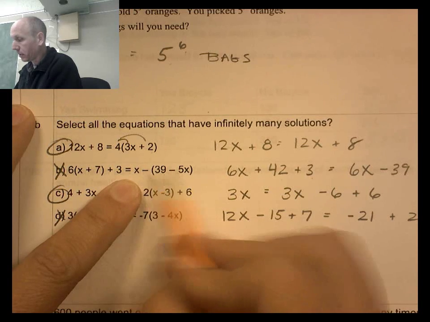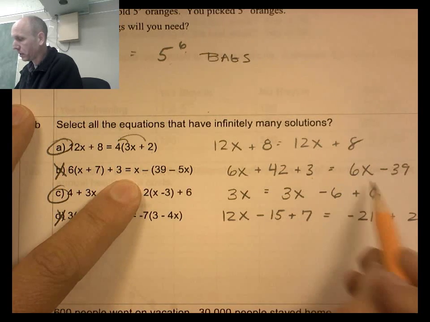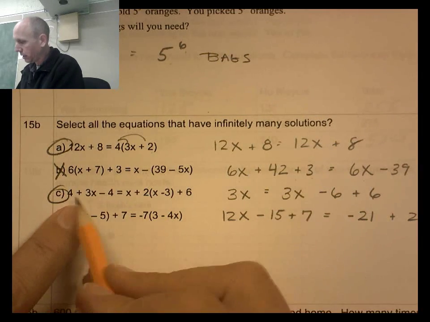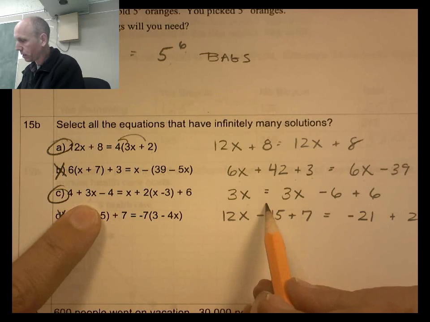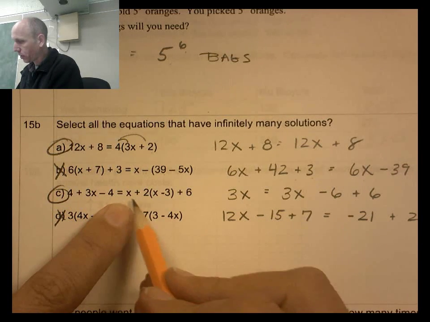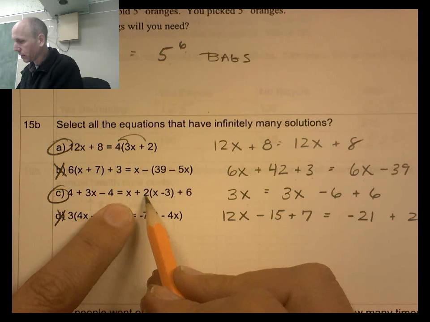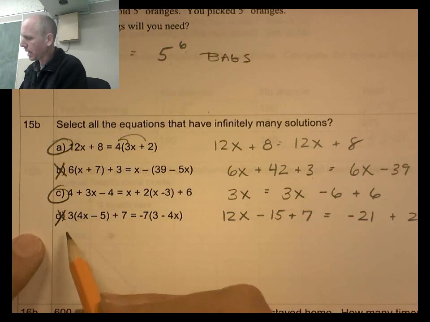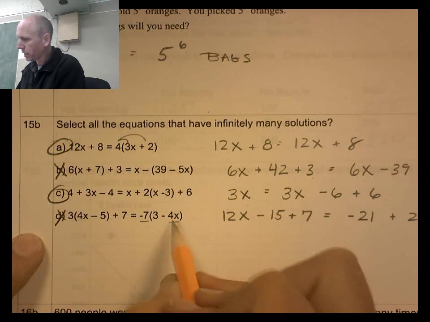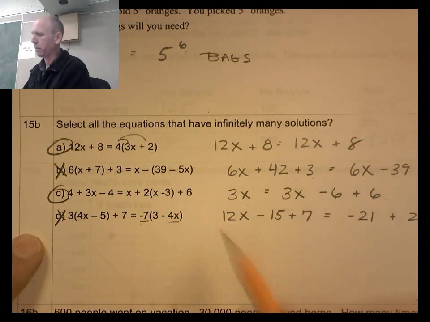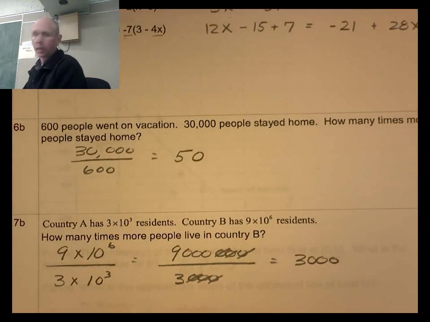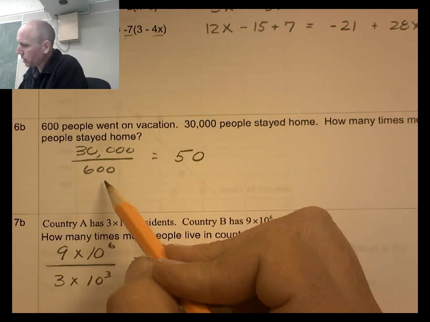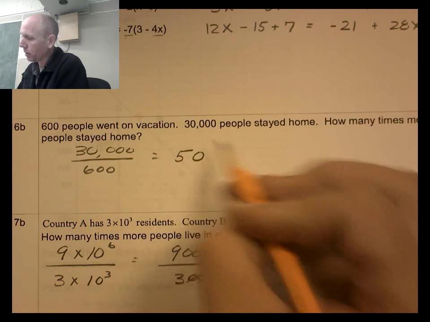plus 5x, right? Negative negative is 5x, so there's 6x minus 39, 6x plus 45. That doesn't work. It's going to be 3x plus 0, and this becomes 3x right there, minus 6x plus 6x, so that one does work because that's a 0. And this last one, I know it doesn't work because right there, that's going to become a positive 28x, which doesn't match up.